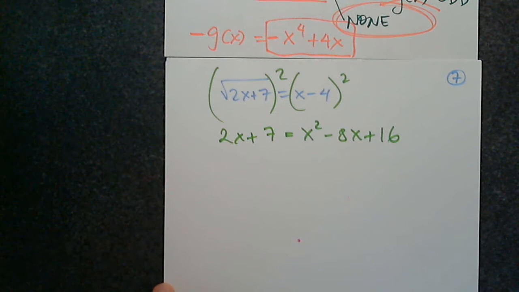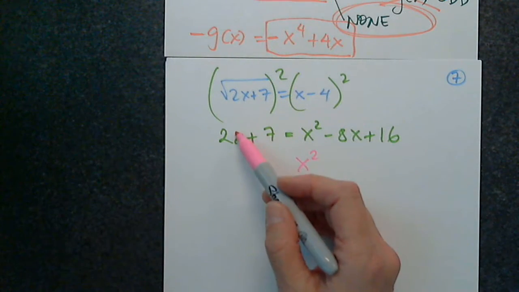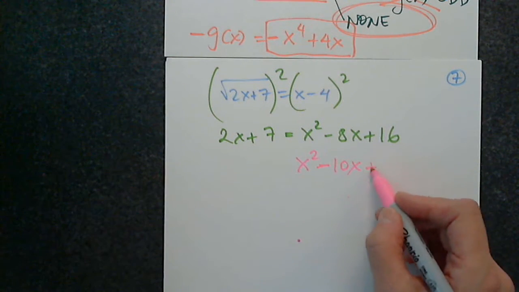What type of equation did this become? Quadratic. So we have to put everything on one side. I will subtract 2x from both sides, and I will subtract 7 from both sides.